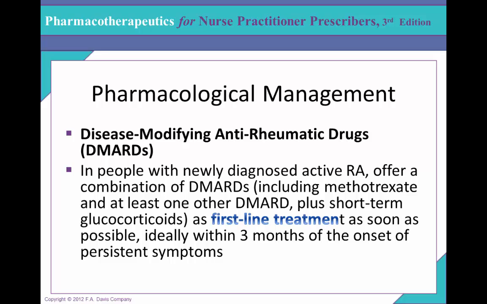So in people newly diagnosed of active rheumatoid arthritis, you should offer a combination of disease modifying anti-rheumatoid drugs that includes methotrexate and at least one of other DMARDs plus short-term glucocorticoid. That's the first line of treatment, and you should give it as soon as possible, ideally within 3 months of the onset of symptoms, because it takes a long time to work.